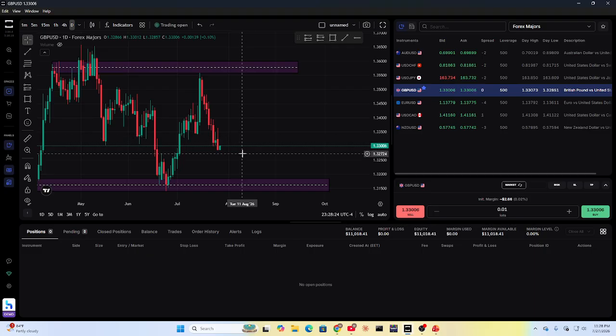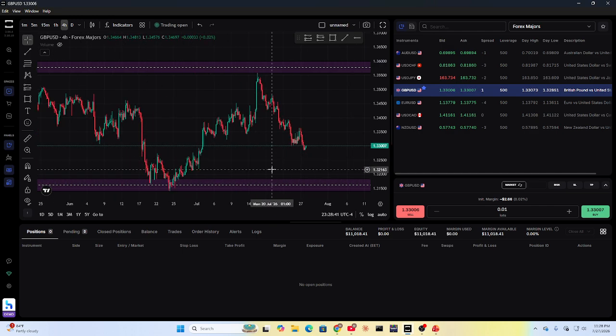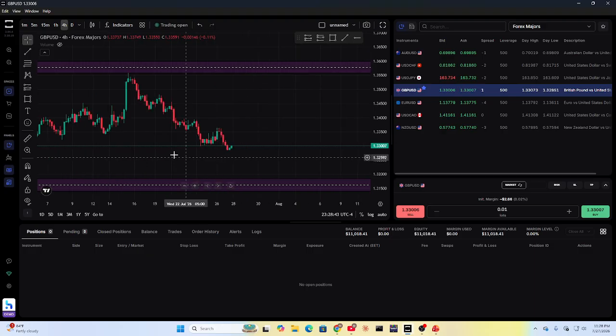Now, as you can see, market hasn't reached our daily demand zone yet. So instead of waiting for market to come down and try to touch the demand zone, you're probably going to be waiting for days for that. No, we're not doing that. What we want to do is drop down to our lower time frames. The lower time frames also give us confirmation as well.